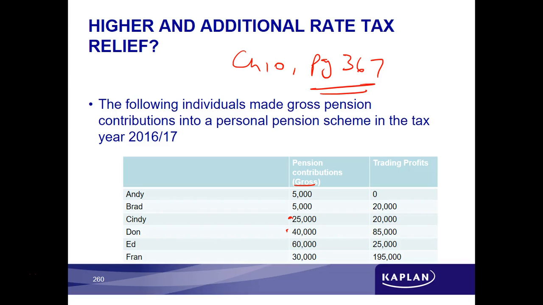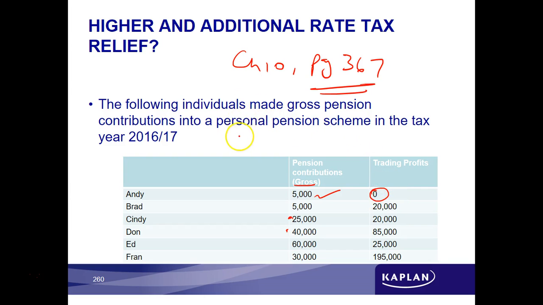Okay, right. So let's go through these individuals. Let's start off with Andy. I like these examples because they do cover the spectrum of all the scenarios that I'm interested in. So first of all, we have Andy here. Andy has made gross contributions of 5,000, but Andy has no trading profits.